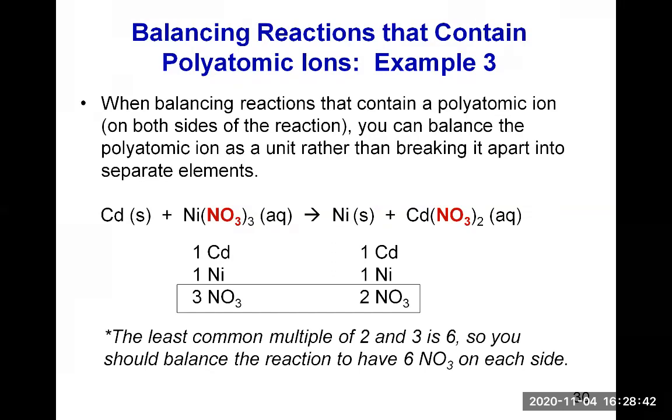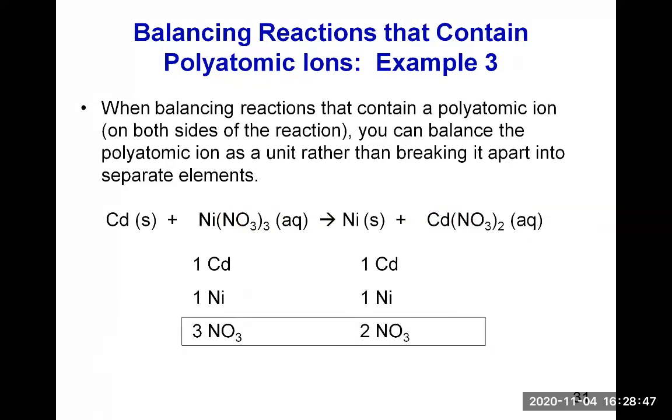So you should balance the reaction so that you will have 6 nitrate on each side. So for this, we will need a coefficient of 2 on the left side because we already have 3 nitrates, so times 2. And then on the right side, we'll need a coefficient of 3 because we have already 2 nitrates, so 3 times 2, it's going to be 6. So on the left side now we have 2 times 3 nitrate, it's 6 nitrate. And on the right side, we have 3 times 2 nitrates, and so that's 6 nitrate on the right side. So this way the nitrates are balanced.